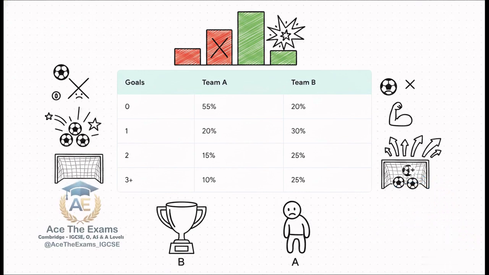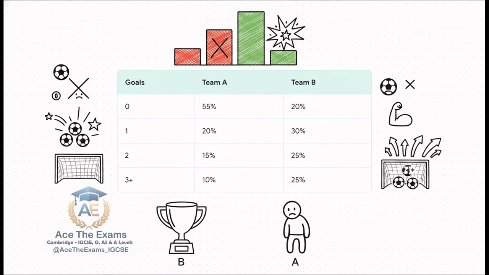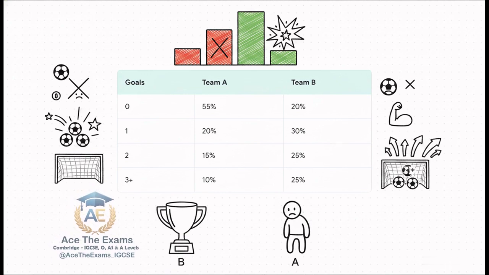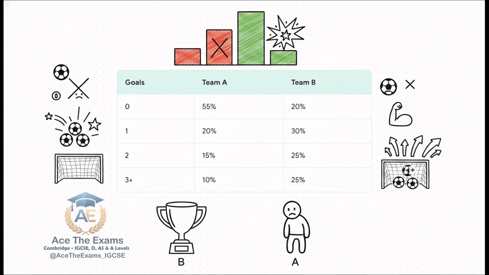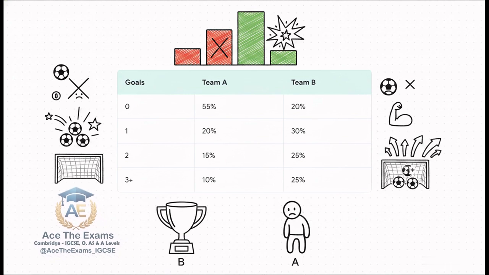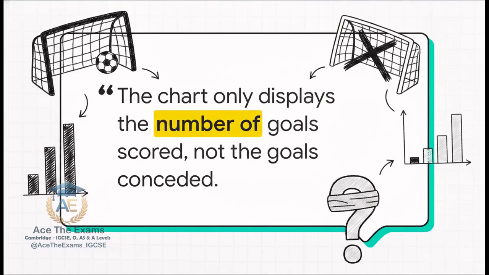Furthermore, Team B is scoring 3 or more goals in a massive 25% of their matches compared to Team A's measly 10%. Just taking in these numbers at face value, you'd immediately conclude that Team B is having a vastly better season, right? They seem like an absolute offensive powerhouse compared to Team A. But hold on just a second. There is a massive statistical trap hidden here, and it's exactly the kind of thing Cambridge 0580 tests you on.